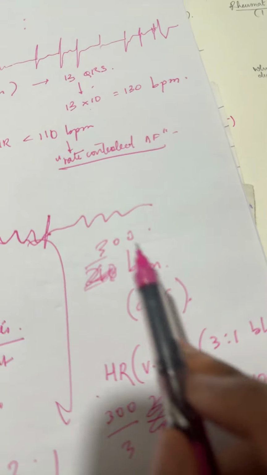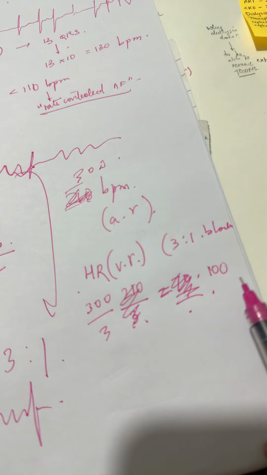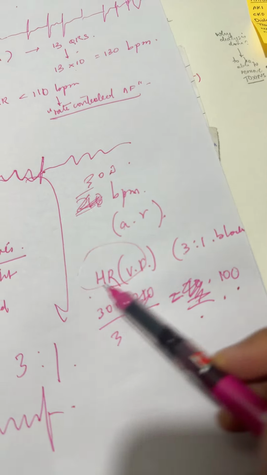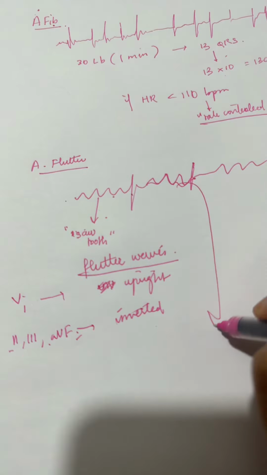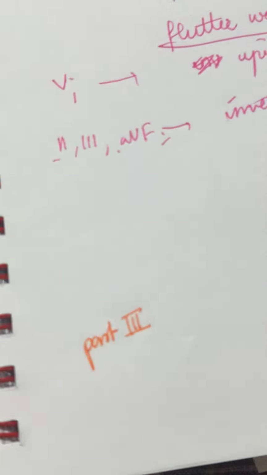Supposing you have an atrial rate of 300 BPM, so in a 3:1 block, every 300 beats are going to give 100 ventricular beats, which is going to come out as your heart rate. So 100 BPM. Normally the QRS is normal, less than 120 milliseconds, which is a narrow complex tachycardia. Continuing with more rhythms in part 3.